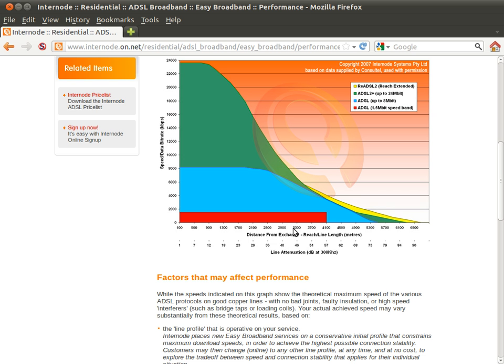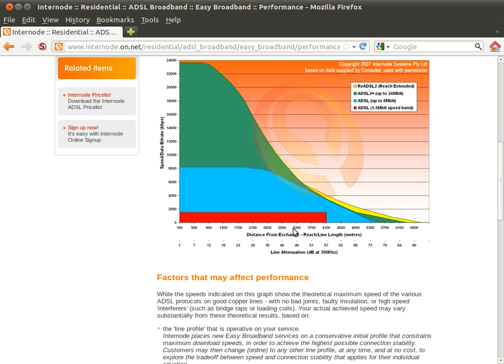It's got the attenuation here from 1 up to 90 dB, but it's also got the distance that maps to it, going from 100 metres up to 6,500 metres, 6.5 kilometres. So if you're 3 kilometres from the telephone exchange with ADSL 2, the maximum is around 8 or 9 megabits per second. If you're 1 kilometre away, then you can achieve the full 24. If you're 5 kilometres away, then you're lucky to get a connection, maybe 1 or 2 megabits per second. So the distance and the attenuation are directly proportional.